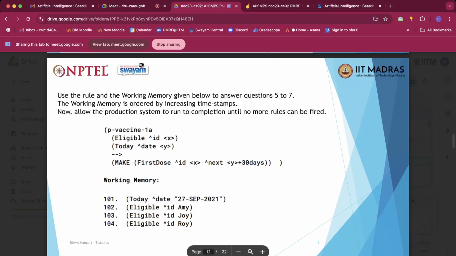Okay, and the rule tells us that there is a rule, the name of the rule is P vaccine 1A. Okay, the preconditions for that rule are that there should be a person by the ID of X, right, who is eligible, and the date today should be Y. Okay, if these two conditions are satisfied, we can add a new fact or new element to the working memory containing this information. First dose ID X, next Y plus 30 days.